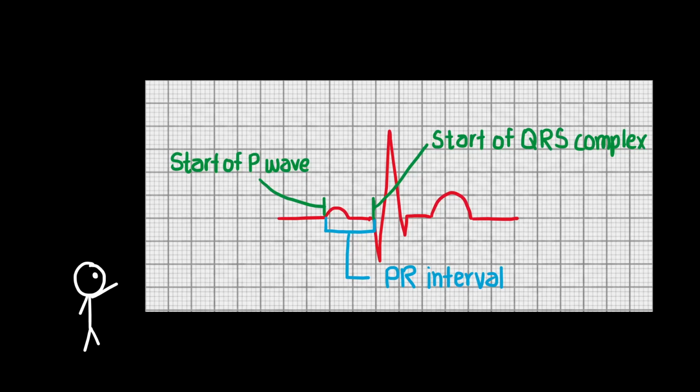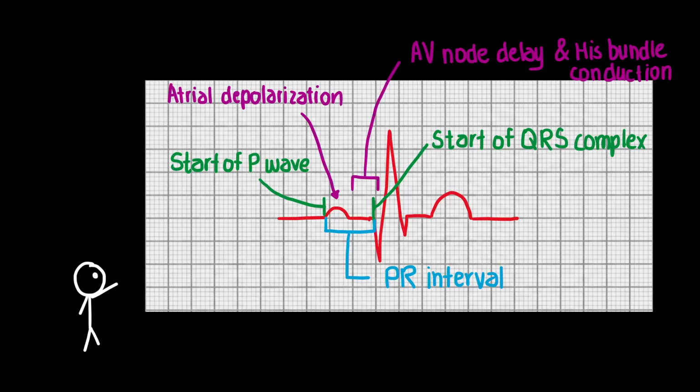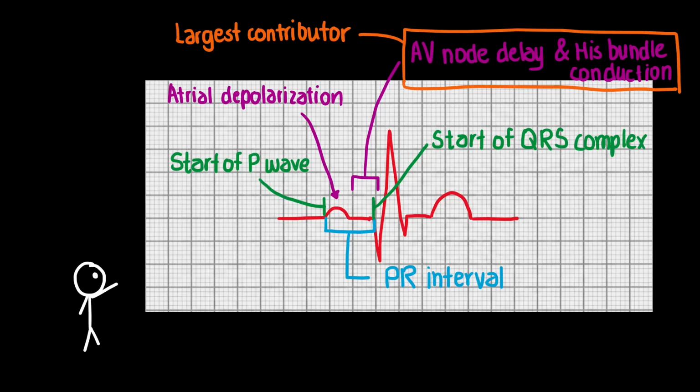So we've just mentioned that the PR interval starts at the beginning of the P wave and ends at the beginning of the QRS complex. This part includes the atrial depolarization, represented by the P wave, and the AV nodal delay and conduction through the His bundle, represented by the PR segment. A common misconception is that the PR interval measures the atrial conduction time alone. It doesn't. Atrial conduction is one component of the interval. The largest contributor to the PR interval is the AV nodal delay.